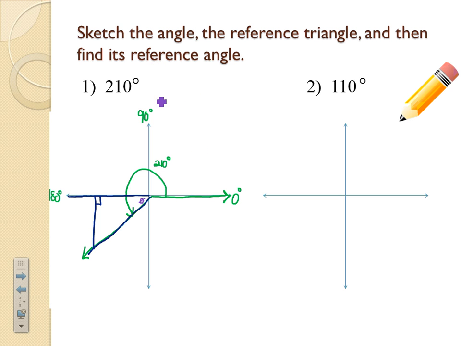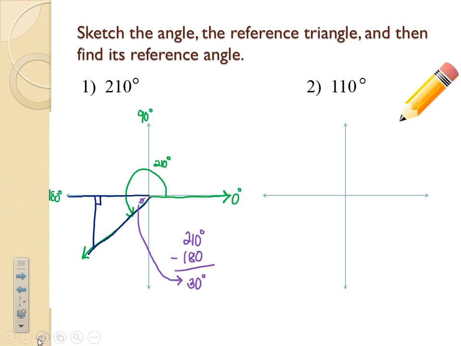But what I want now is to know what that degree is. So what we do is we always take 210, our angle, and we always subtract the closest degree. So the closest degree would be 180. So I'm going to take 180 and subtract that from 210, and I get 30 degrees. So this reference angle is a 30-degree angle. Okay? Let's try it again over here.